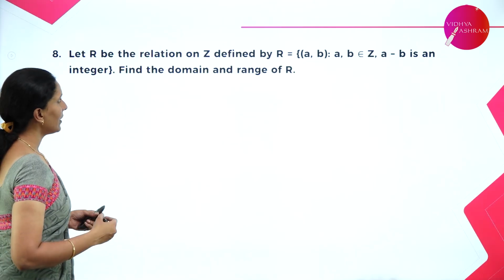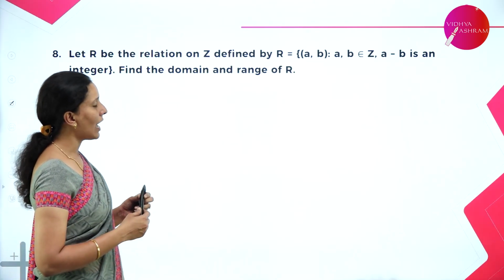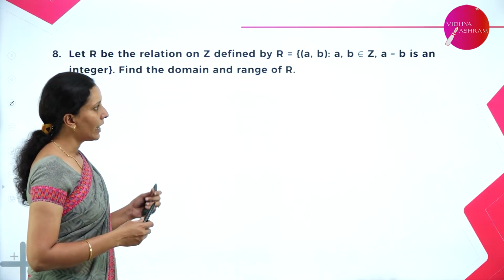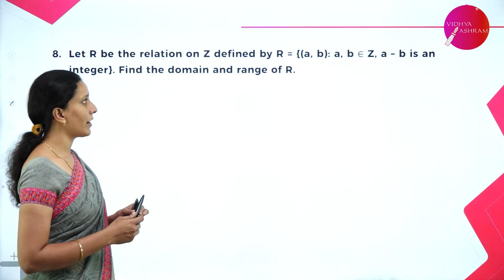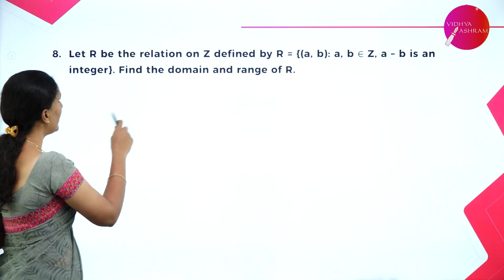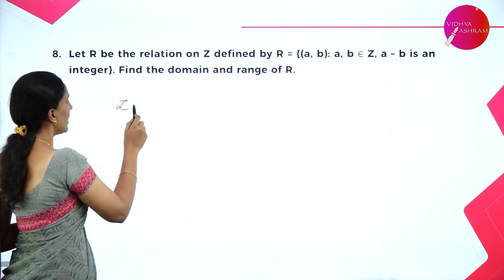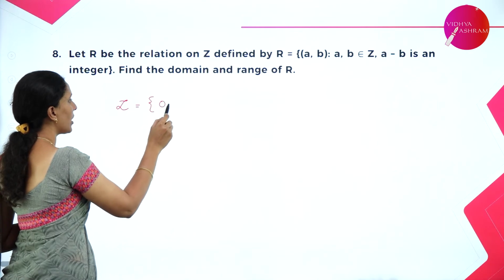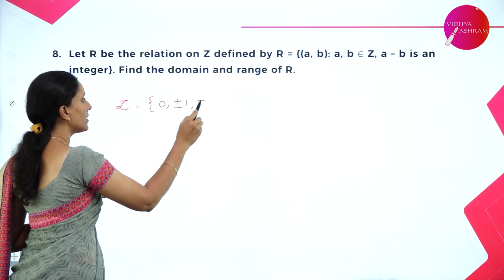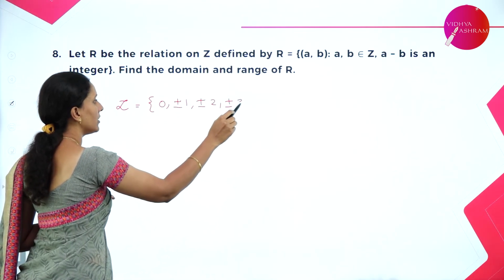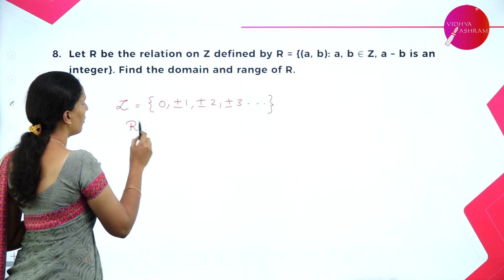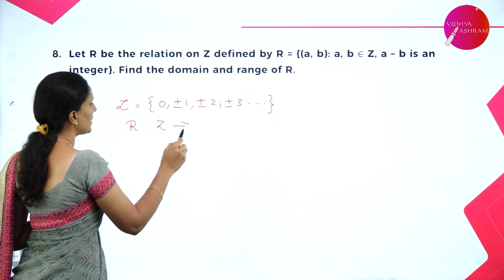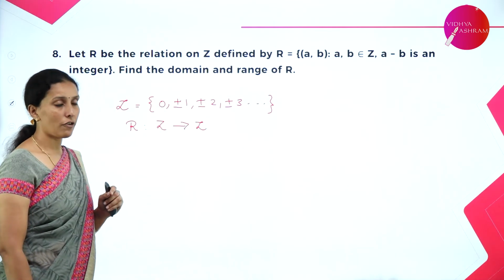Next, let R be the relation on Z defined by R is equal to (a, b), a, b belongs to Z, a minus b is an integer. Find the domain and range of R. We know that Z is the set of all integers, which contains 0 and all positive and negative integers. I am defining the relation R from Z to Z only, that is set of integers to set of integers.